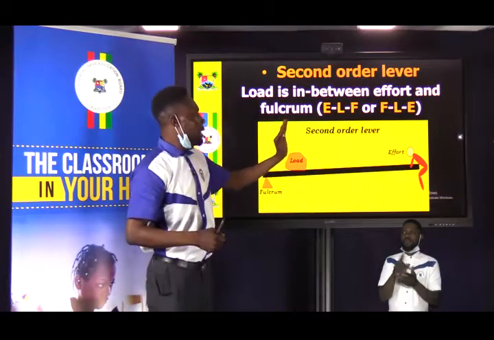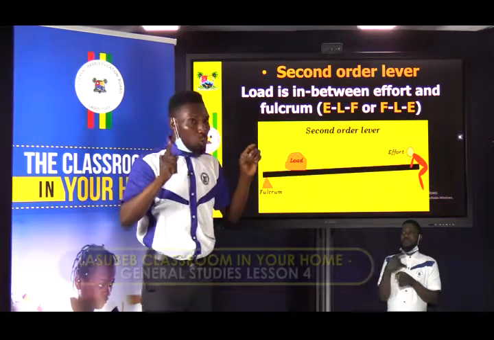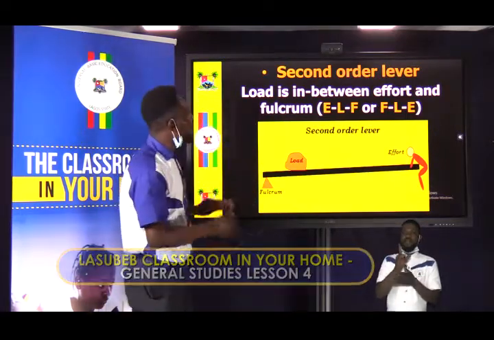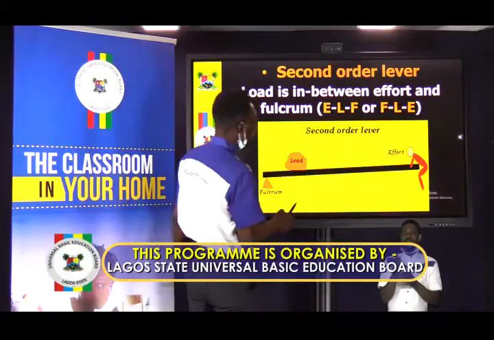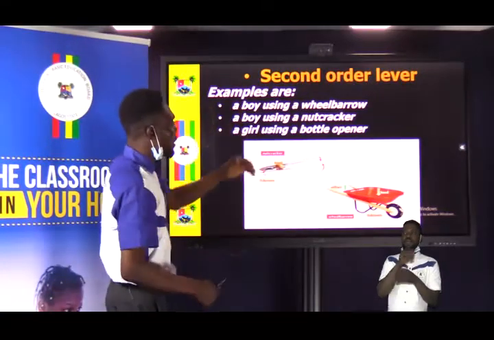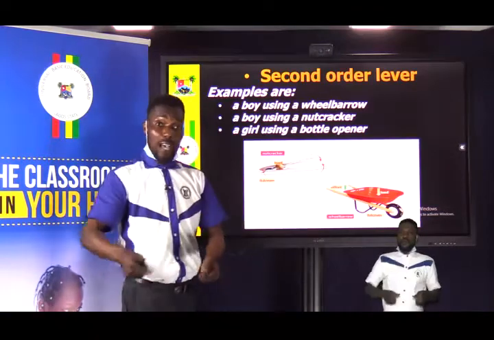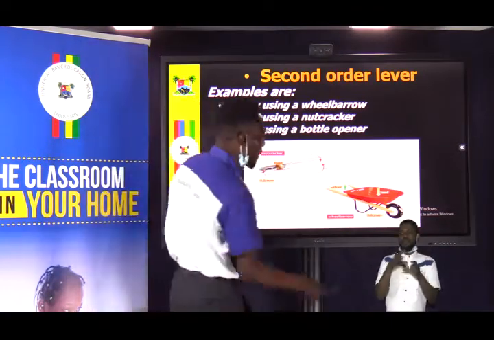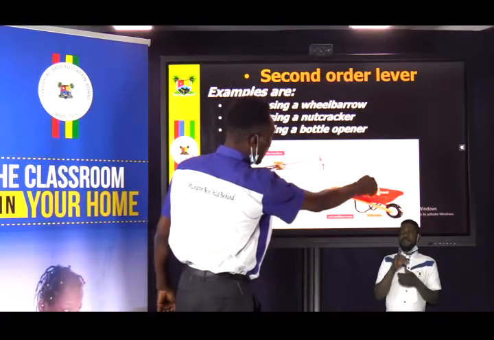Where the effort is or where the fulcrum is does not matter, but the load, fly like, that L should be in the middle. That's how to recognize a second order lever or second class lever. Now let's look at some examples. Examples are a boy using a wheelbarrow, like we use a wheelbarrow to pack the tubers of yam when we started. That's an example of a second class lever because the load is in the middle.